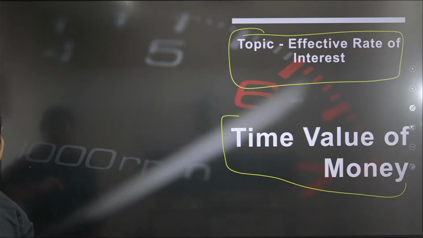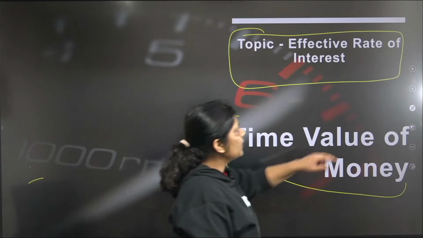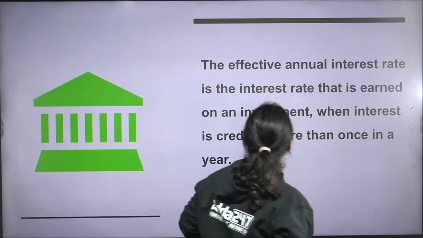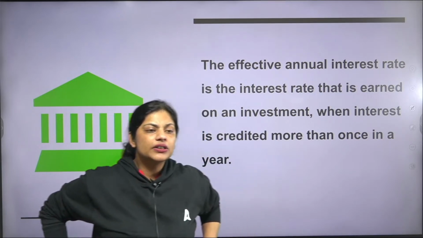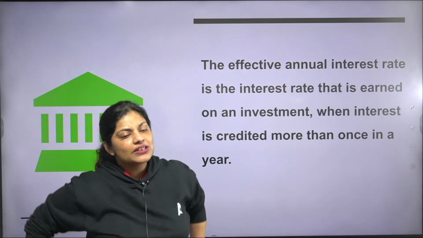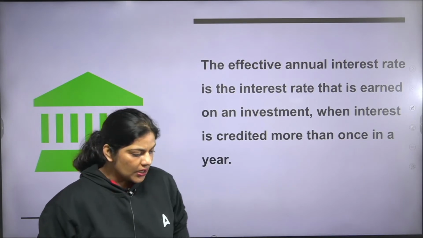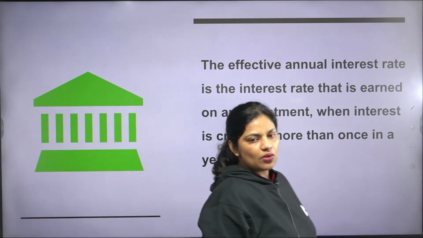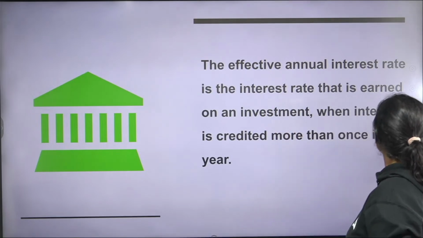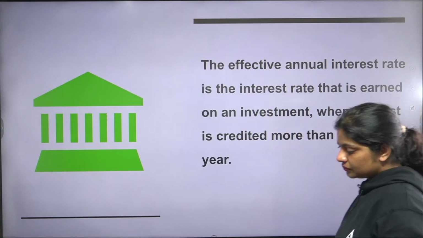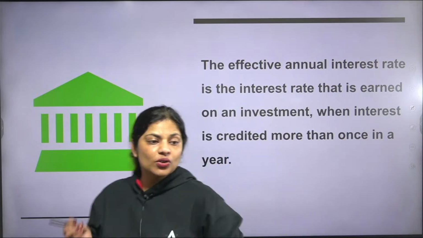Now, what do you mean by effective rate of interest? Theoretically, let us understand the concept. The effective annual interest rate is the interest rate that is earned on an investment when interest is credited more than once in a year. Whenever the interest is credited more than once in a year, the actual rate of interest will differ.